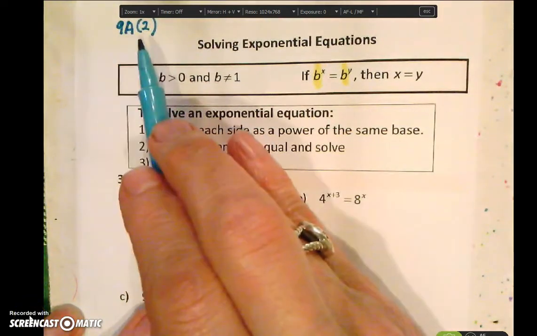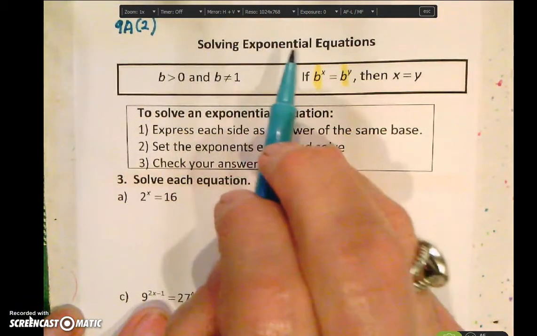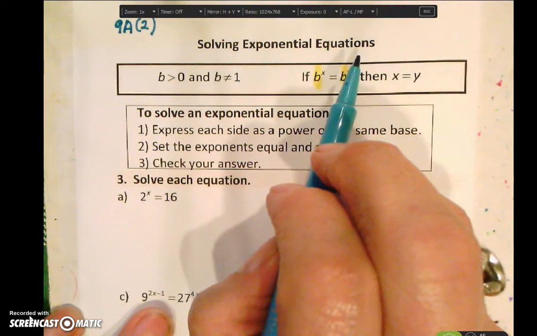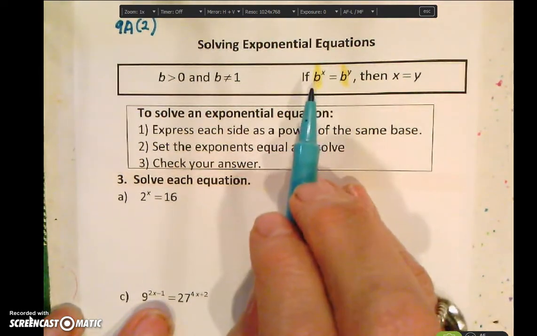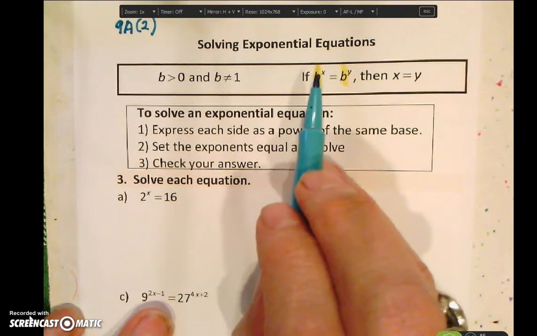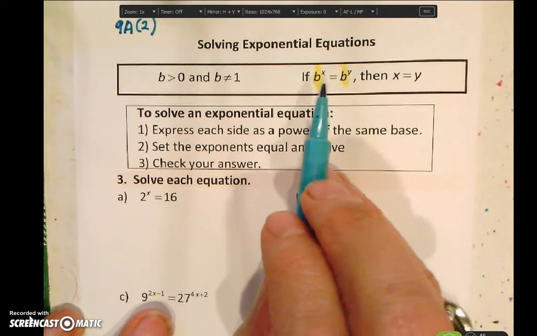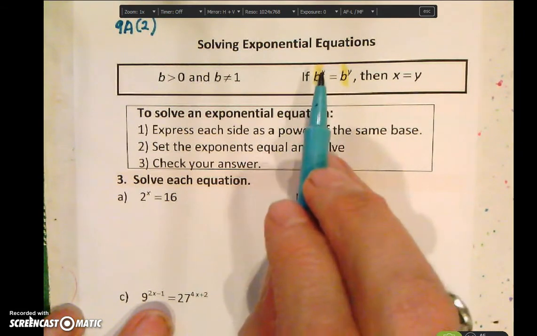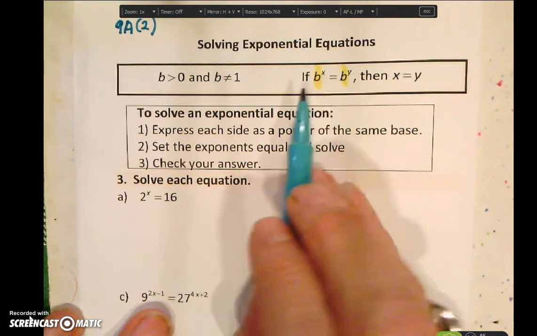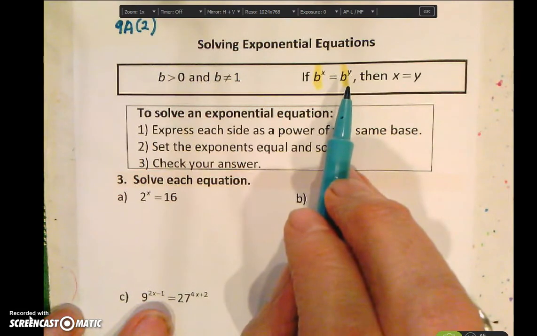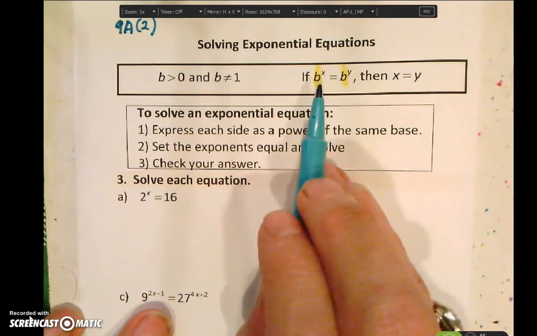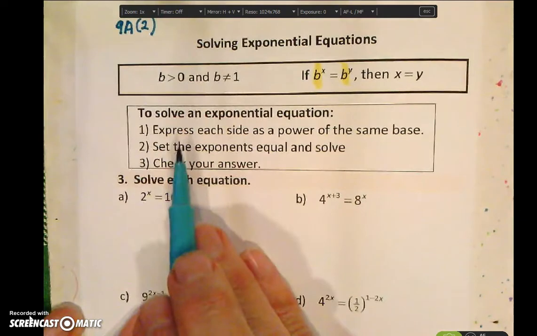In our second 9A video, we're going to solve exponential equations. This is just going to be a special group of exponential equations, the group where I have an equation and my exponential expressions on both sides have the same base. You see, I've highlighted that, so it's going to be important. That's the only time this is going to work, if they've got the same base.